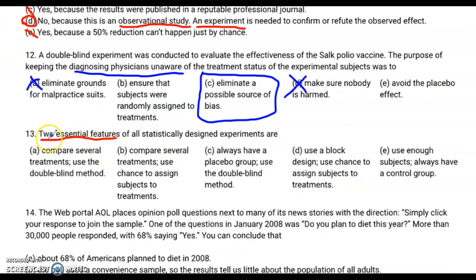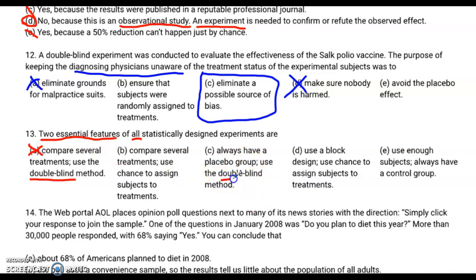In number 13, it looks for two essential features of all statistically designed experiments. So let's look for the things that aren't necessary for all statistically designed experiments, every single one. It's not necessary always to have double blinding, because sometimes the individuals that you're working on would not necessarily be affected by that double blinding. Also, sometimes researchers applying treatments would not be in direct contact with the individuals, so double blinding is not necessary for every statistically designed experiment.